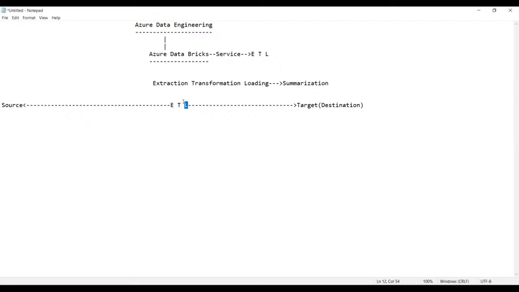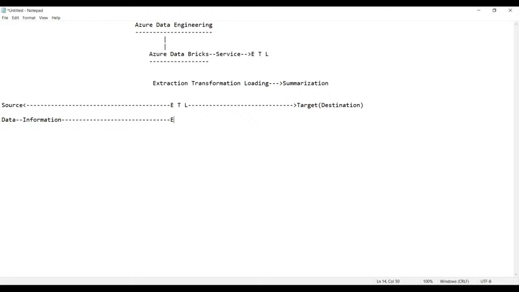In the same way here also, we perform the extraction, transformation, and loading between the two. What is that? Source. The source consisting of what? Data. Data means what, guys? Data is nothing but information. So we pick up the required information from the source, that is called the extraction.